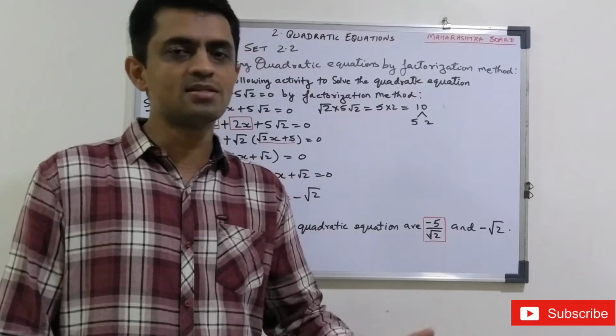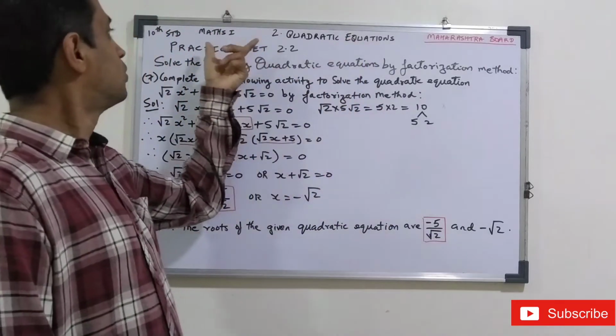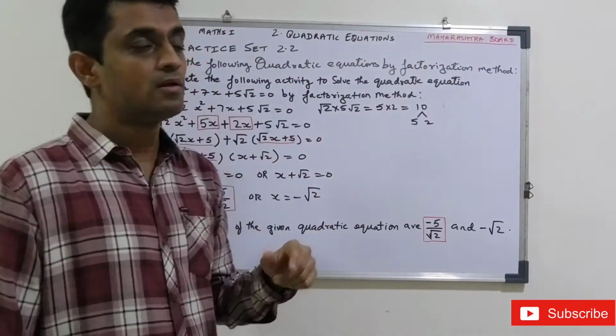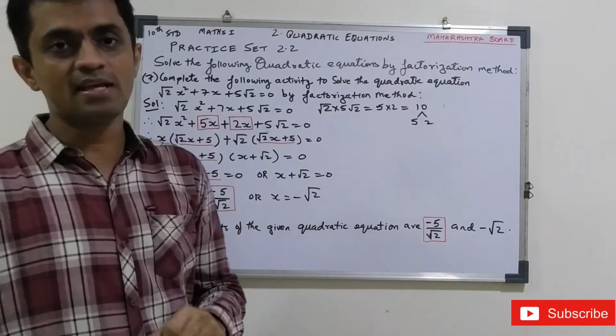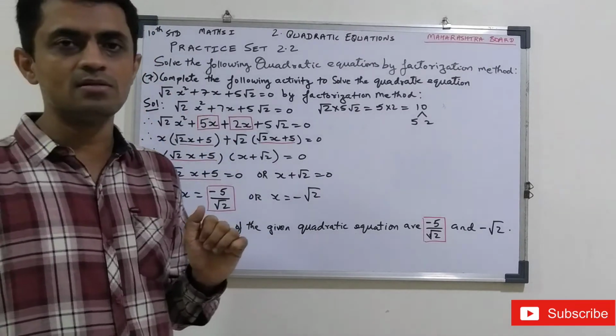In a previous lecture, we had done quadratic equation 2.2, Maths 1, 10th Standard Maharashtra Board, sums 1 to 6. In this lecture, we are going to do the sums from 7 onwards.